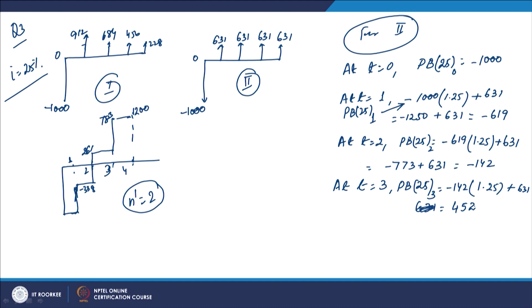That is how you can calculate it, and then at t equal to 4, PB 25 at 4 will be 452 multiplied by 1.25, and then plus 631. So, it will be 565 plus 631, which is close to 1200. So, in the case of cash flow 2, this n prime has come out to be 3 years.